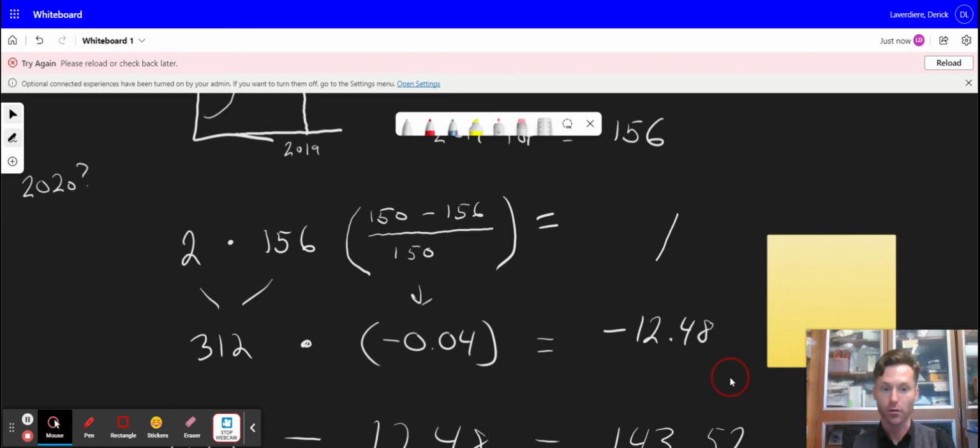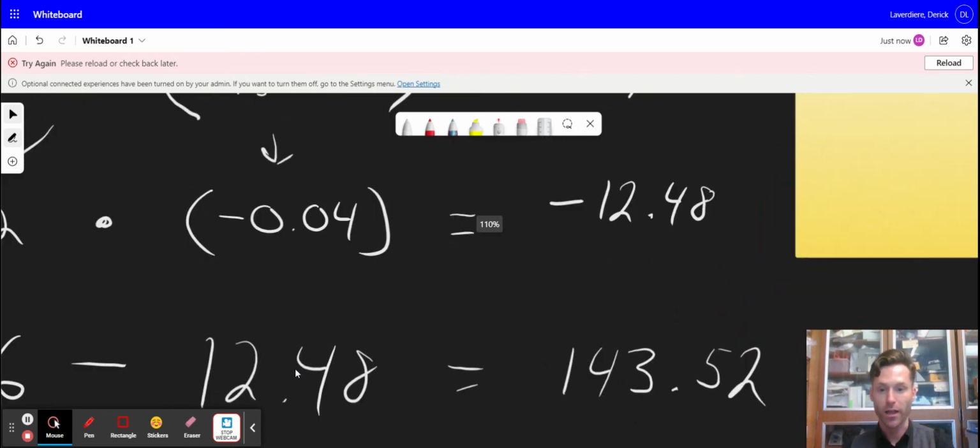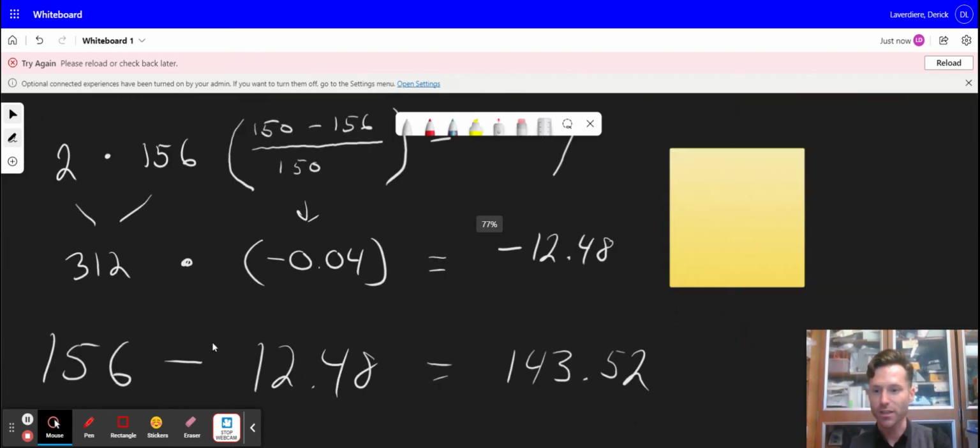Okay. So in 2019, I had 156 of these organisms, of these Snorlaxes. I expect to lose this many. And so in 2020, I expect to have 143 and a half Snorlaxes. So I'd have somewhere in that range. Obviously, I can't have half a Snorlax. Right? And so that is how we use that formula. Cool? Cool. Bye.